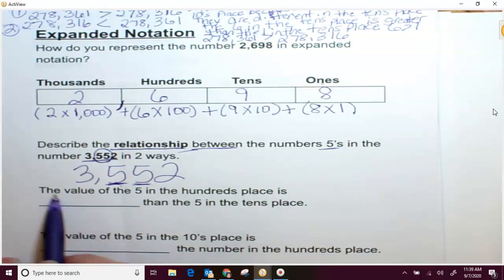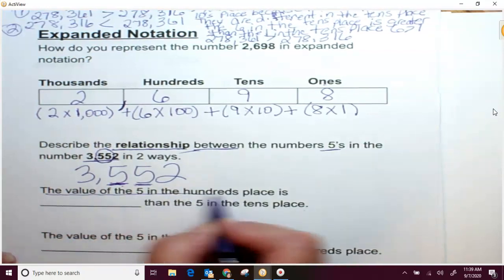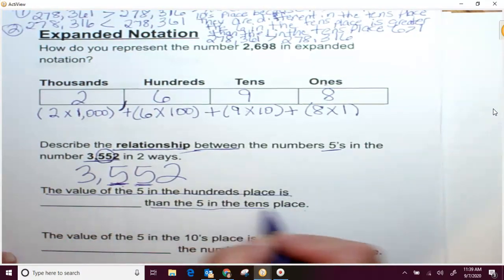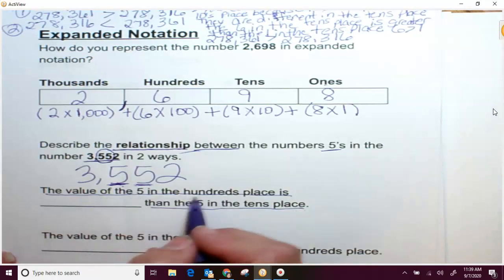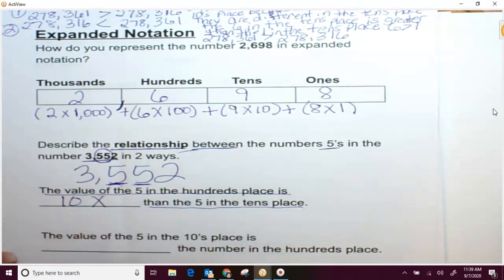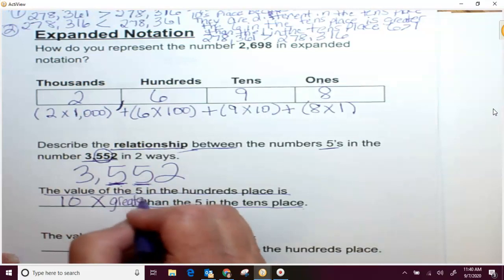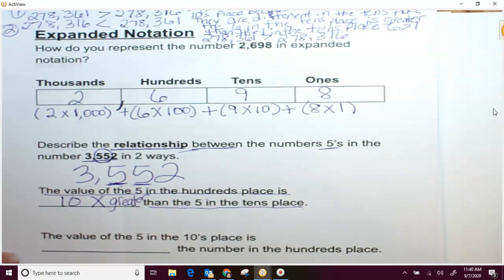So the way we would write this, and this is going to be true every time for using this as a sentence stem: the value of the 5 in the hundreds place is 10 times greater than the 5 in the tens place.